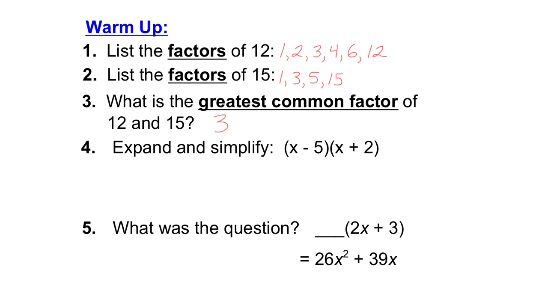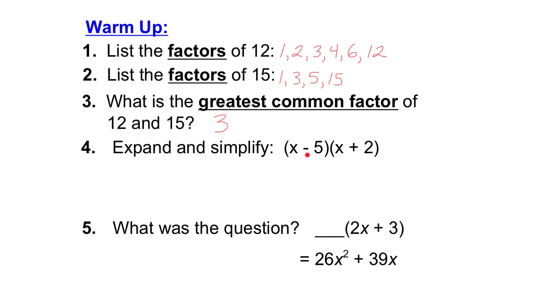factors of 15. The greatest common factor of 12 and 15, well, which common factors do they have? 1 and 3, and that's it. 3 is the greatest of those common factors, so it's the greatest common factor.